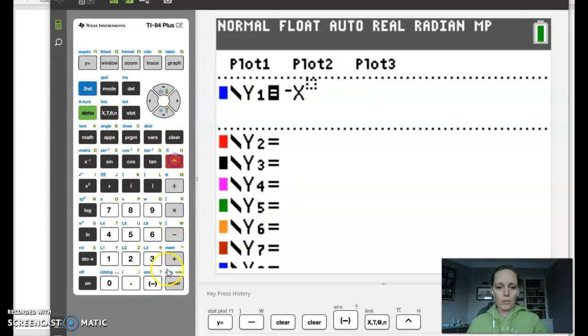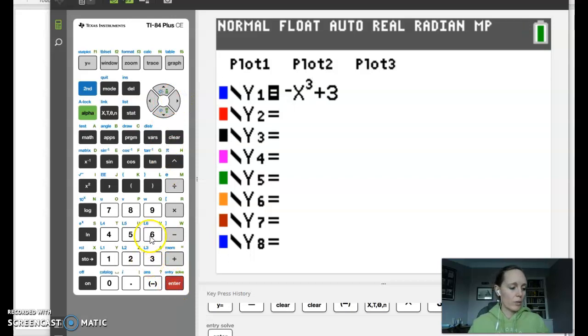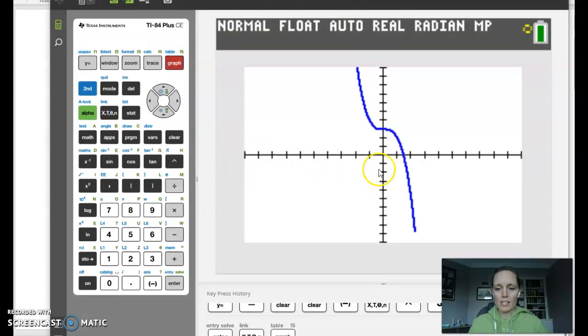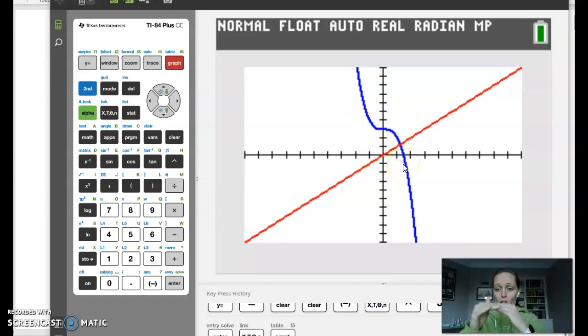Negative x to the third plus 3. And my second equation was just x. So let me show that again so that you can see negative x to the third plus 3 and x. These values here, these are vertical lines at negative 1 and 1. Let me show you on a graph. That's because these two functions don't actually intersect, and so there's not an enclosed space between them. And so we have to have some kind of bounds on the side to close this space in.